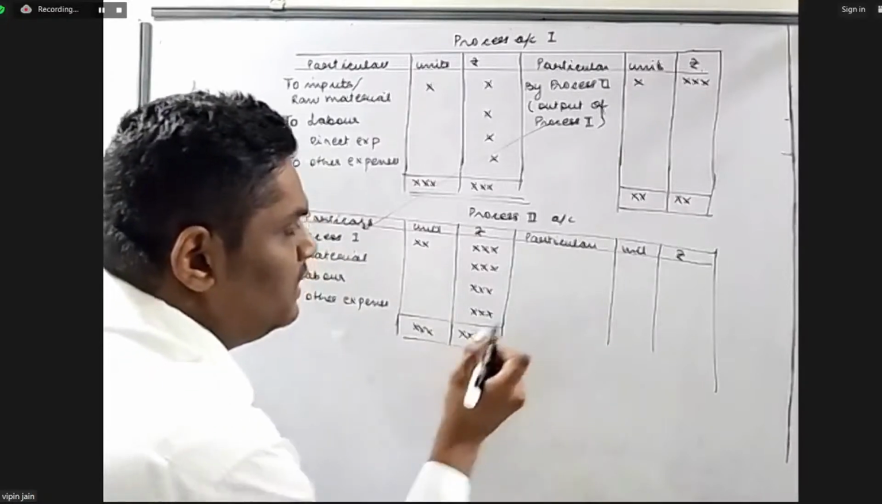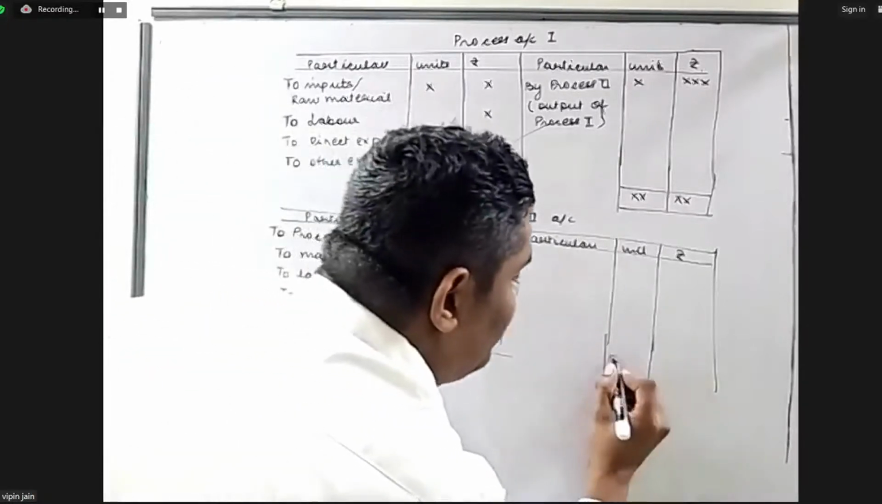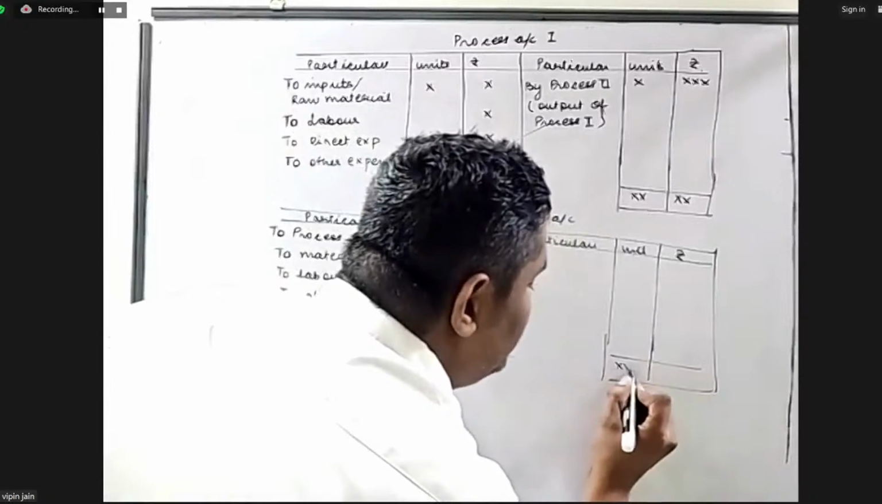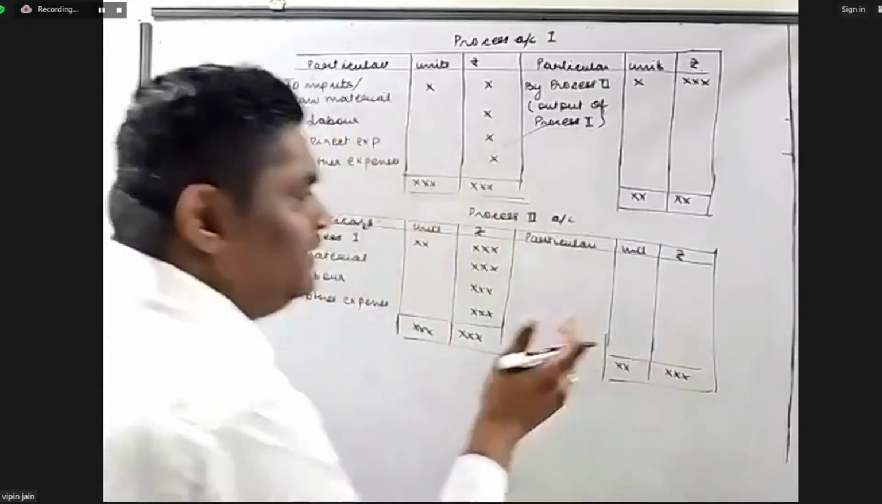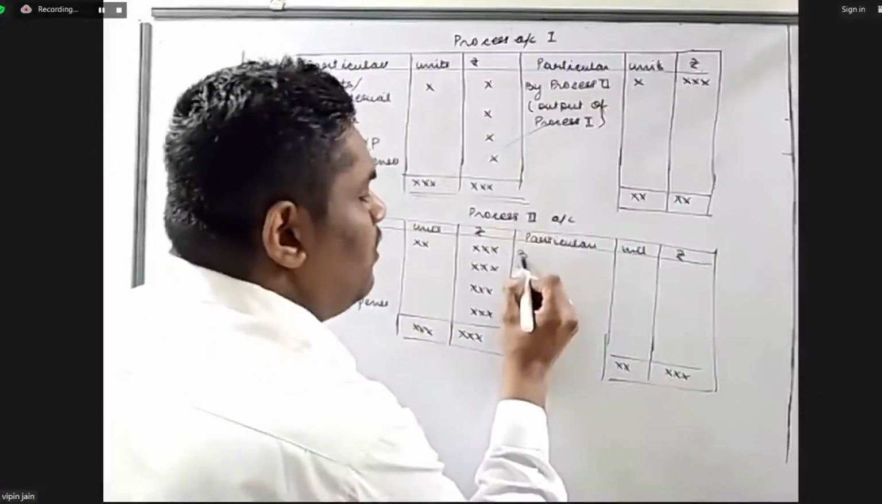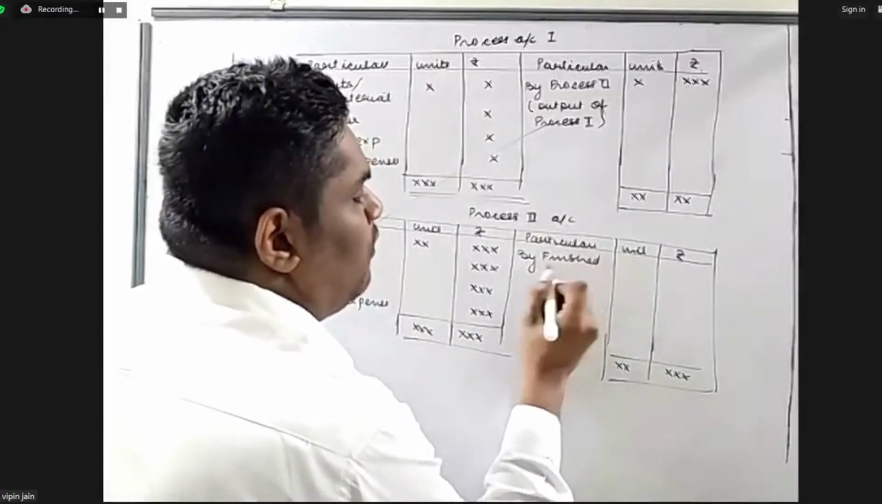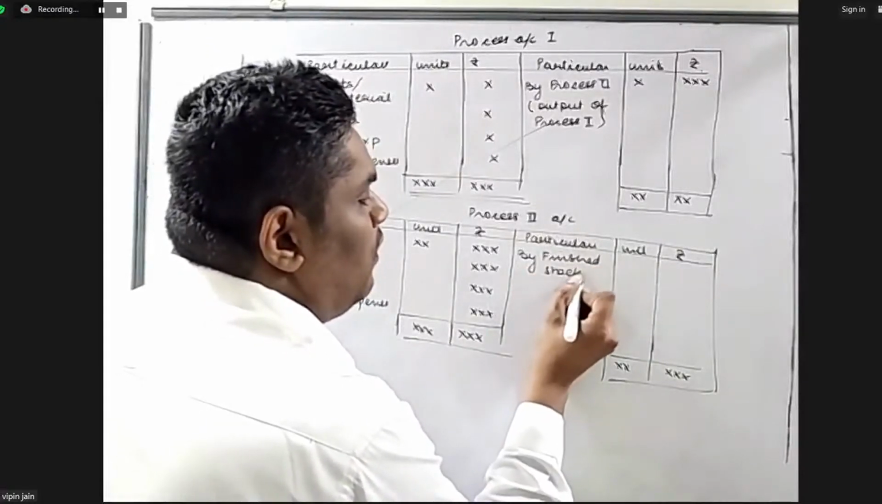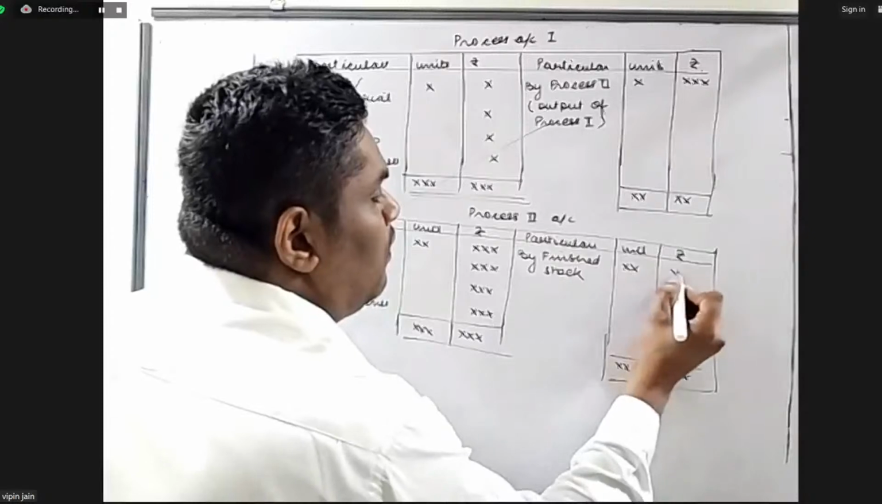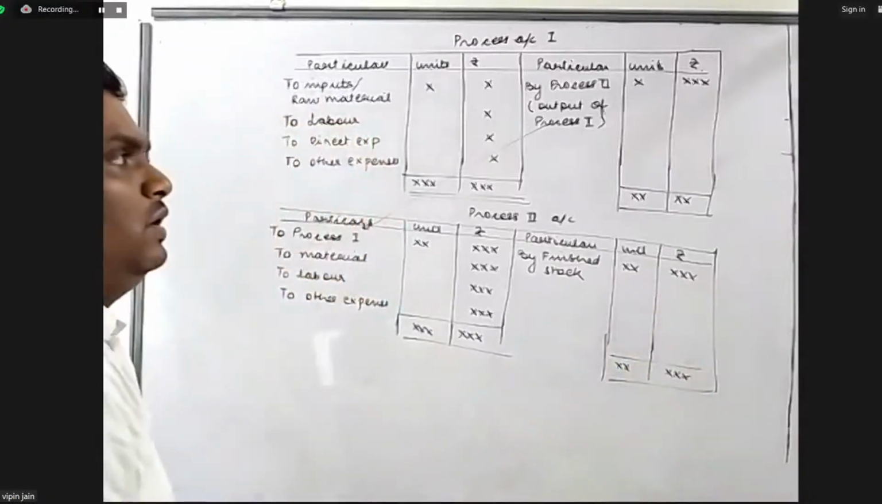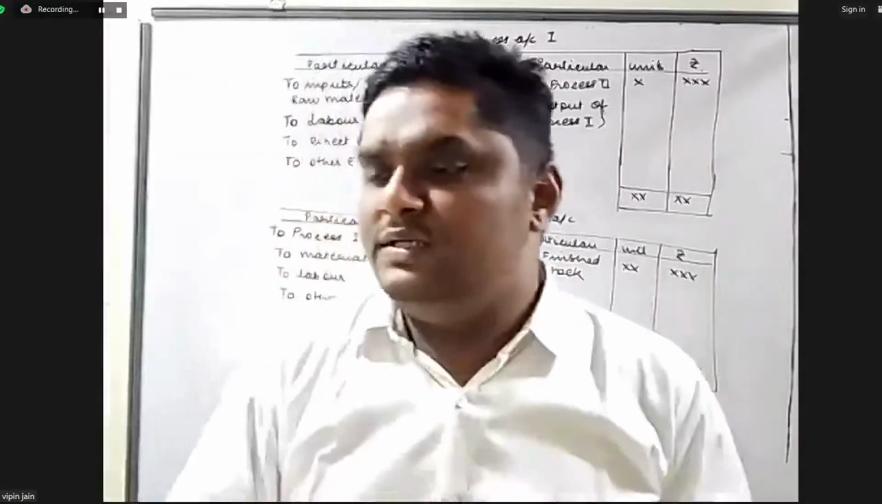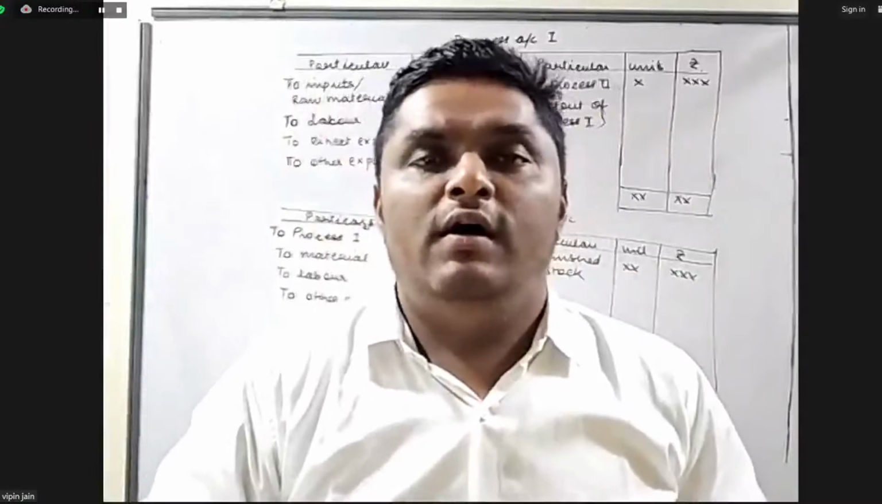We'll get the total cost and the output of process second is transferred to the finished product account, assuming there are only two processes. So by finished stock. So this is how the basic process account is prepared.